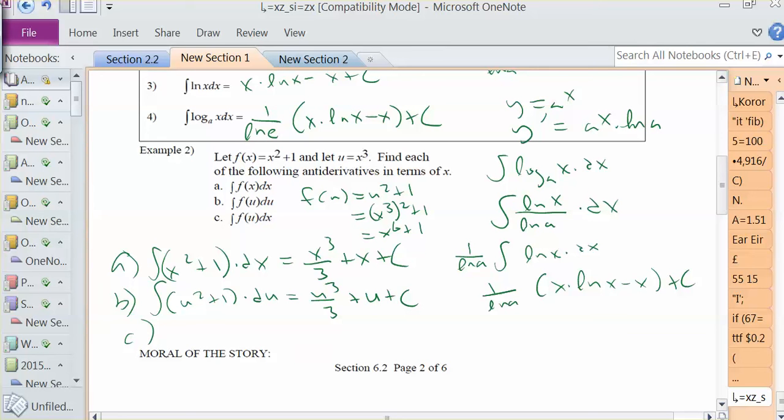And then f of u times dx. So, in this case, actually, before I do that, let me substitute x cubed for u. So it'll be x to the 9th power over 3 plus x cubed plus c. Lastly, for part C, f of u times dx. Remember, f of u was u squared plus 1, but it's also x to the 6th plus 1.